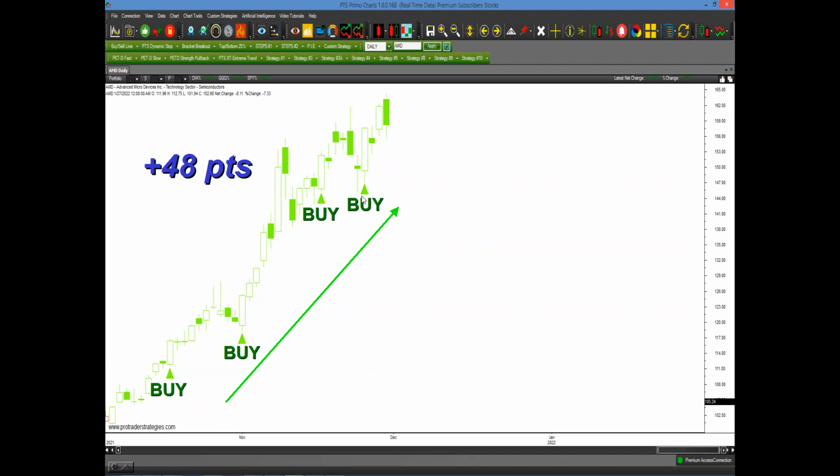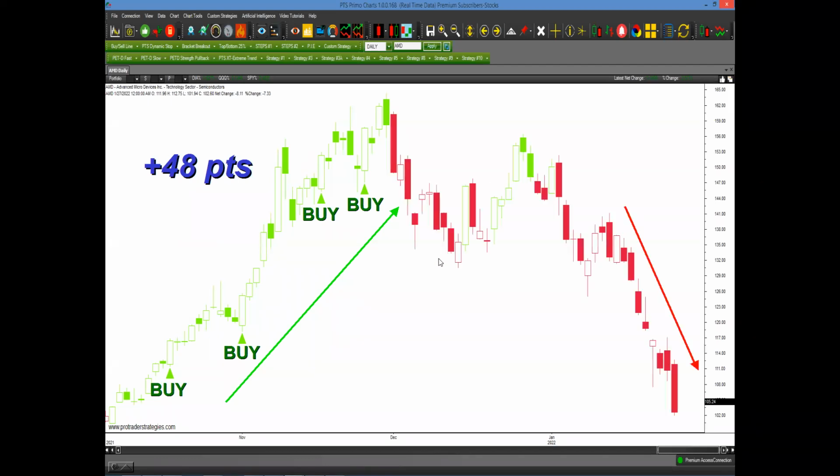Now, as the market kind of changed, it ran out of steam. Look what happened. The trend changed, and all of a sudden, the majority of the bars turned red. Well, strategy number 4 generated another signal here where you could have potentially captured 30 points. Altogether, once again, potentially you could have captured 78 points. But that's if you had taken the first signal and gotten out at the very top and so forth.